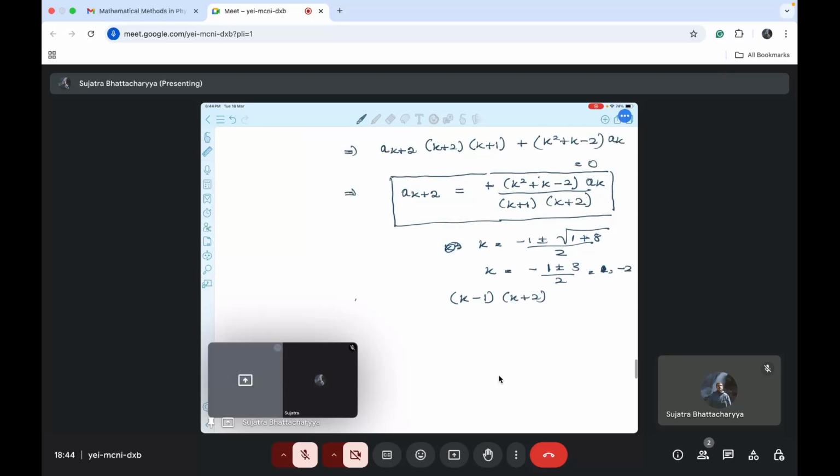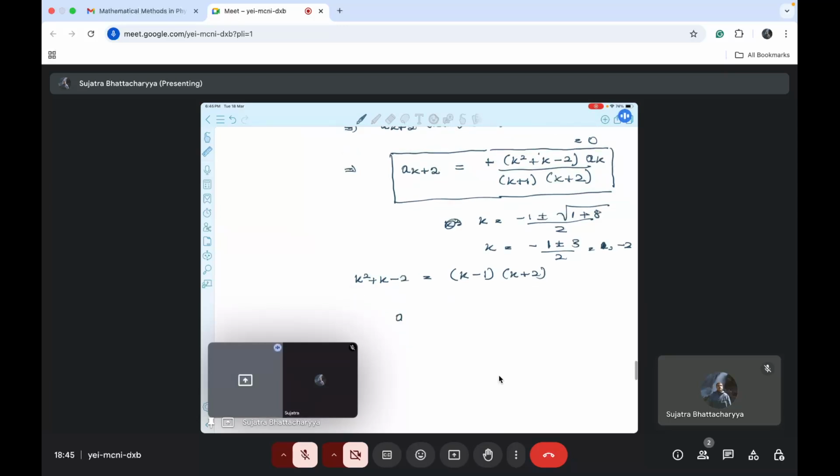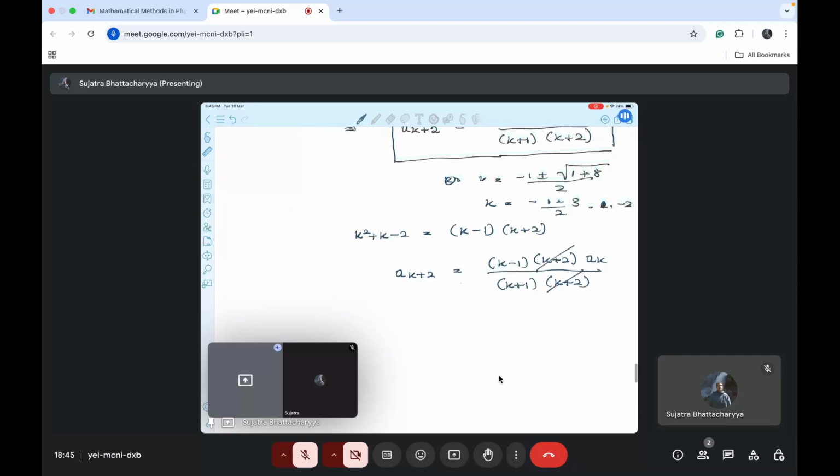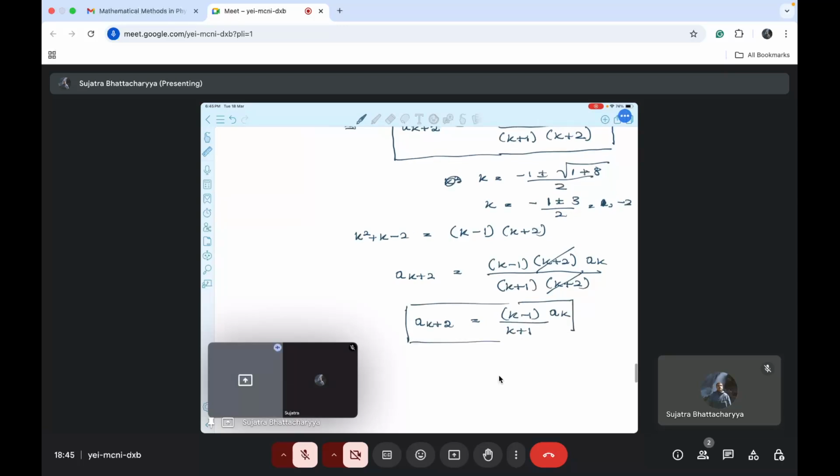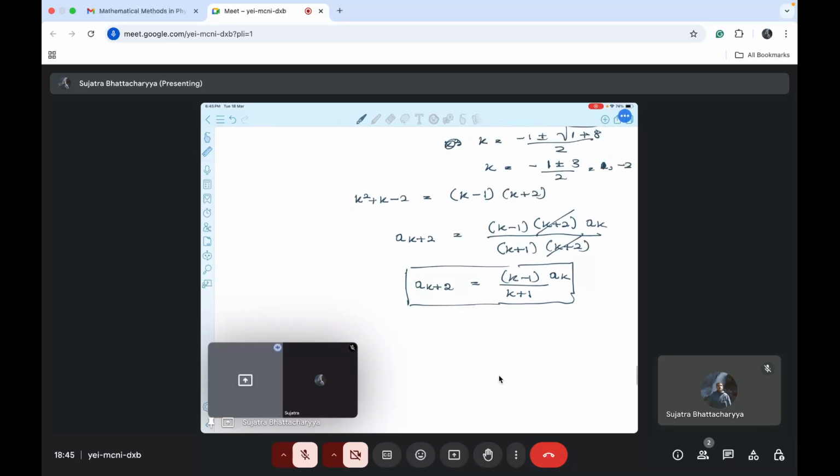Okay, so let me write clearly. This can be written as this. So finally, another way we can write a k plus 2 is k minus 1, k plus 2, a k divided by, in the denominator, k plus 1, k plus 2. So you can see that k plus 2, k plus 2 cancels. Again, we can write a k plus 2 is equal to k minus 1, a k divided by k plus 1. We have reduced the recurrence relation. Why is it called the recurrence relation? Because every time you change the value of k, you will get the coefficients. So this is what we have got.